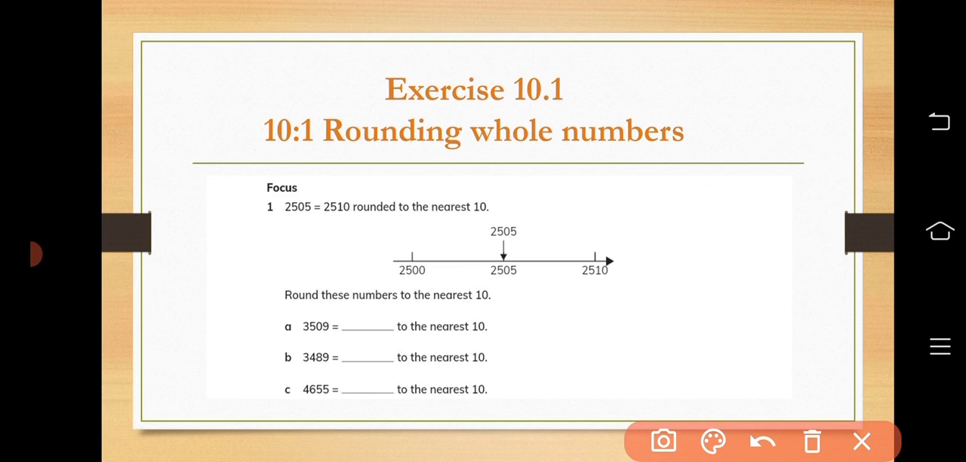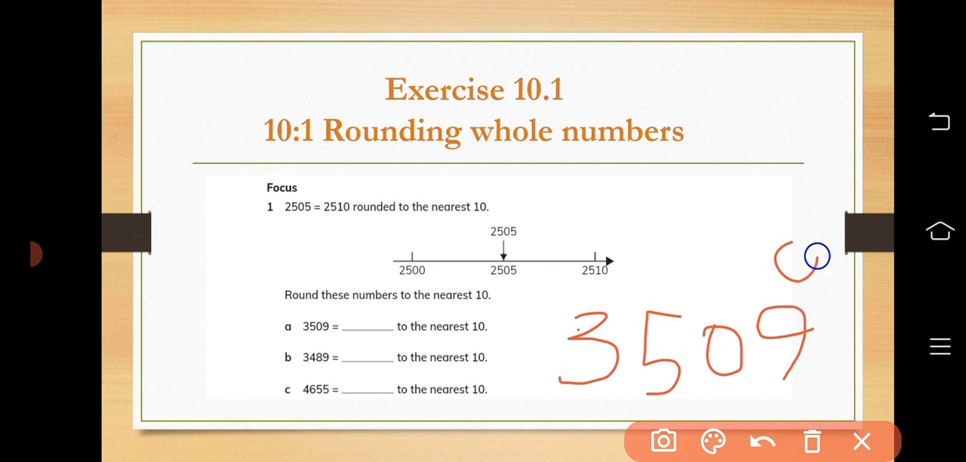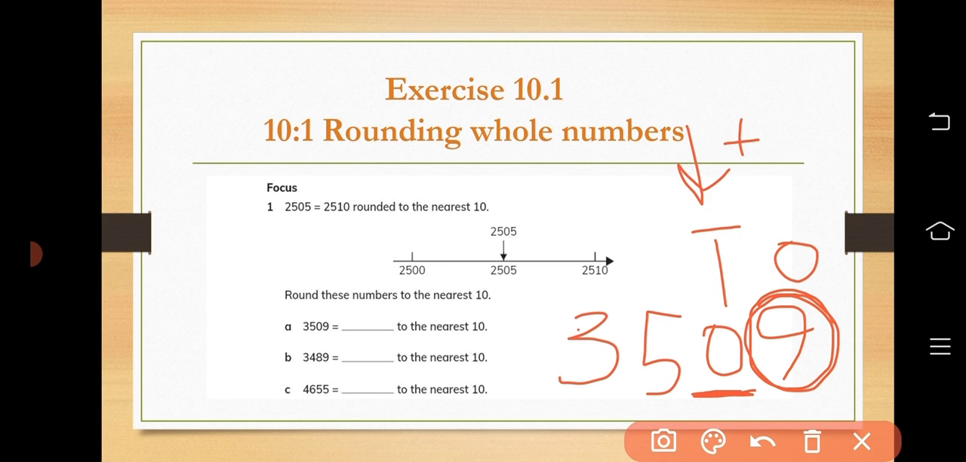Now move on to the next question: round these numbers to the nearest tens. So you have to focus, you have to round this number to the nearest 10. Your first number is 3509 to the nearest 10. You can see that 3509, this is your ones value, this is your tens value. They are saying round to the nearest 10, so you have to underline this place and circle the next place. Now the circled value is greater than 5, so you have to add 1 to the tens place. So your answer will be 3510.